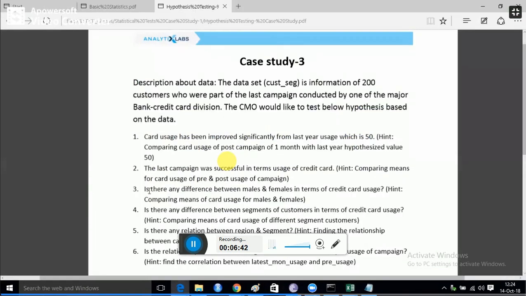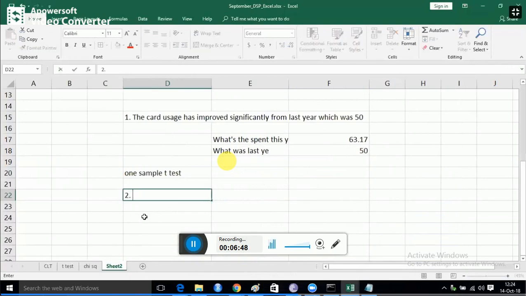Second question. The last campaign was successful in terms of credit card usage. Campaign was successful in terms of usage. What does that mean now?